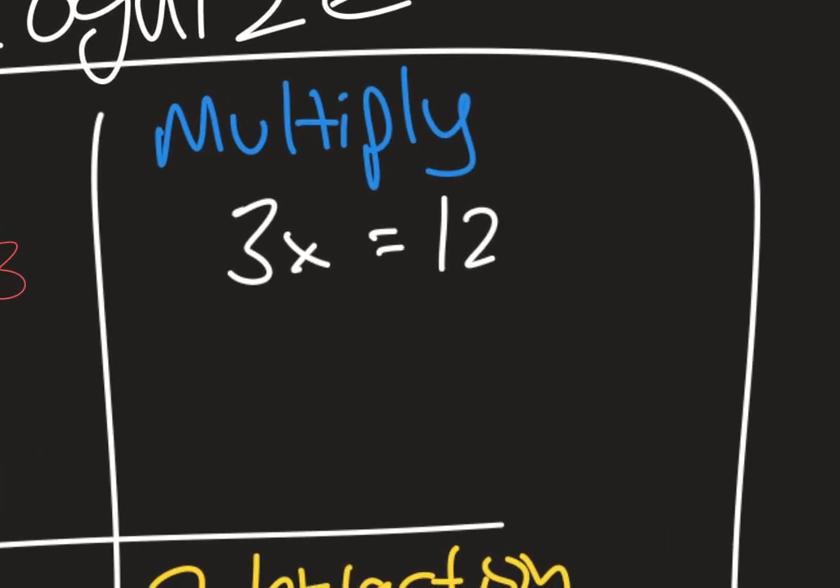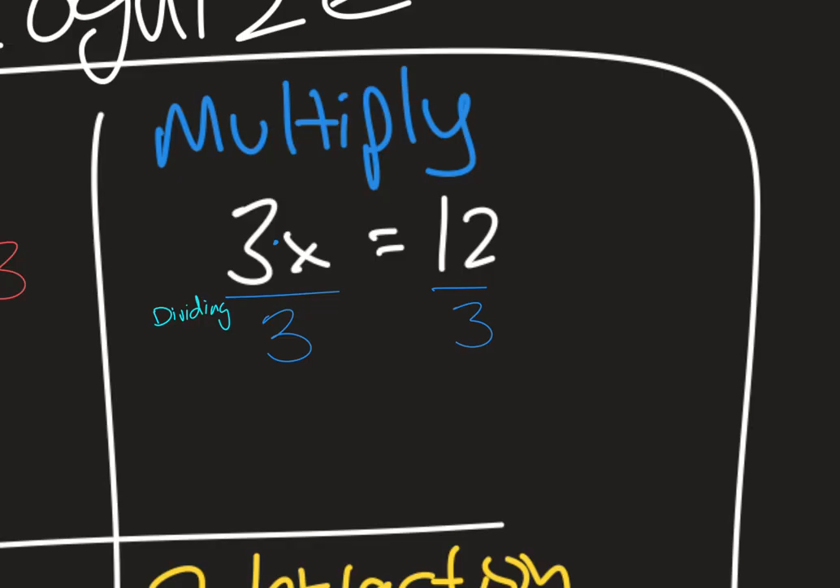3 times x, 3 plus x, 3 minus x. If there's nothing in between here, they're trying to tell you that these are multiplying, okay? What's the opposite of that? It's dividing. So in fact, just like I did a second ago, let me write that. We are dividing now because it's the opposite of multiplication. That's how you undo it.